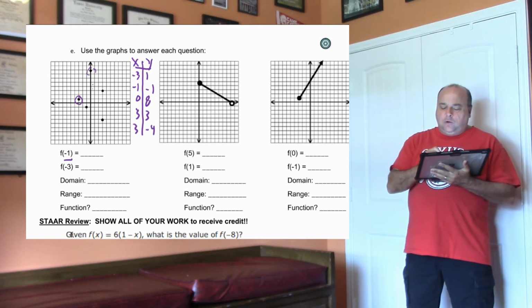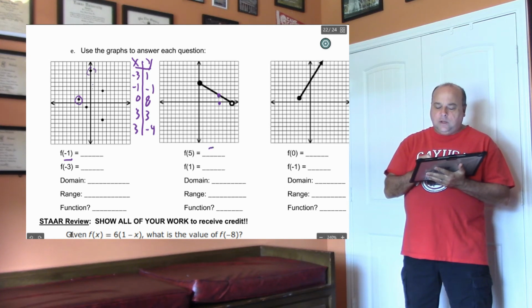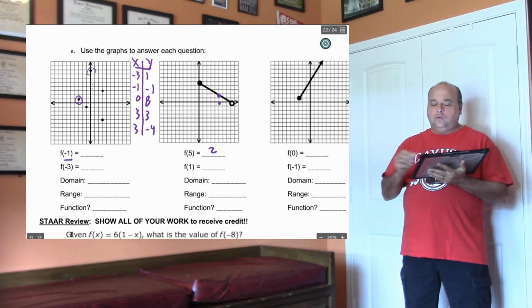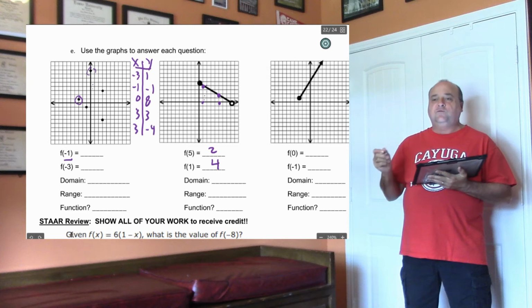F of 5. So go over here on this problem. 1, 2, 3, 4, 5. F of 5 is right here. Go up. I'm at 2. So F of 5 is equal to 2. If I go over to the 1 and go up, I'm right here. I'll get 1, 2, 3, 4. My F of 1 is 4.